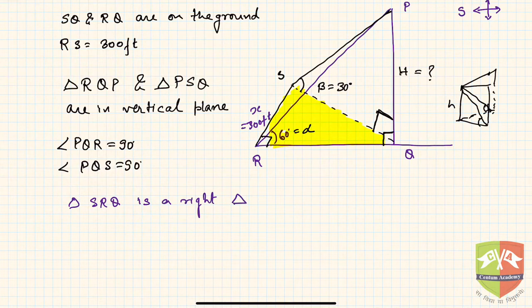Because SR is perpendicular to RQ, because if you remember, the guy moved due west from south. So if this was south and he moved due west from south, he will make an angle of 90 degrees, isn't it? So hence SR is perpendicular to RQ, and SR is given. Now let us try and express SQ in terms of H and RQ in terms of H, and then we can use the Pythagoras theorem in the triangle RSQ.